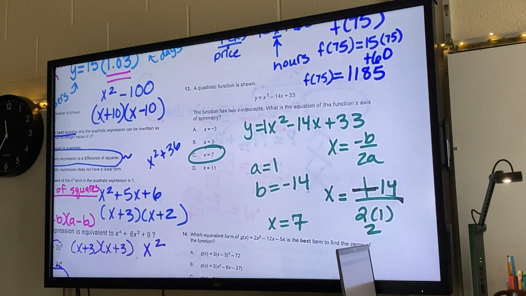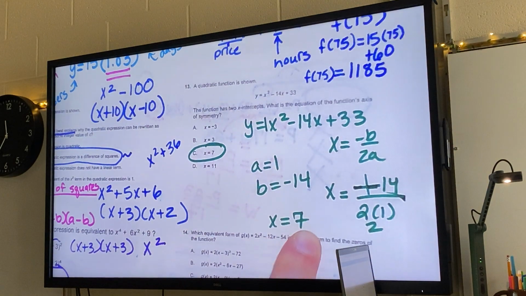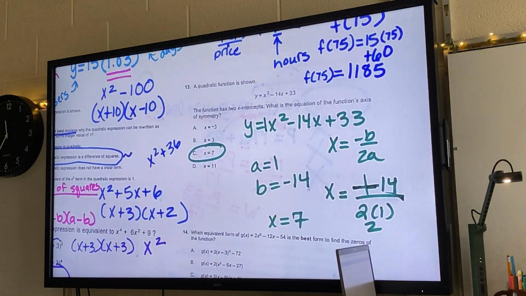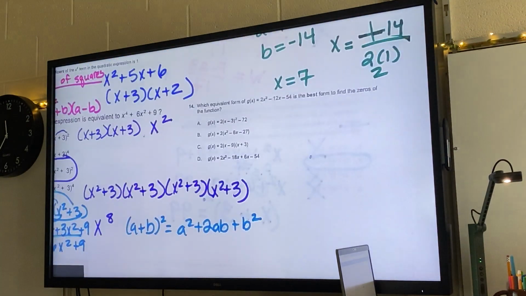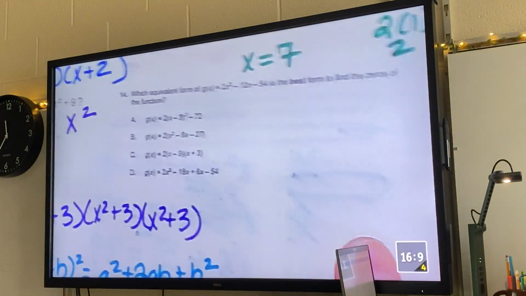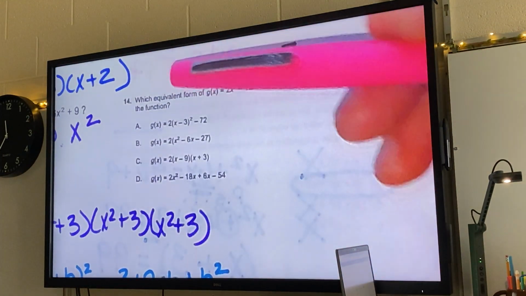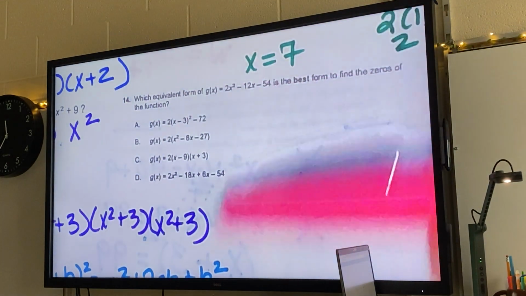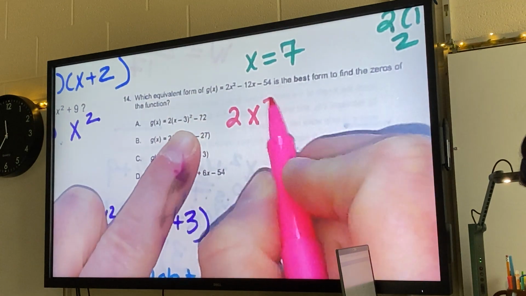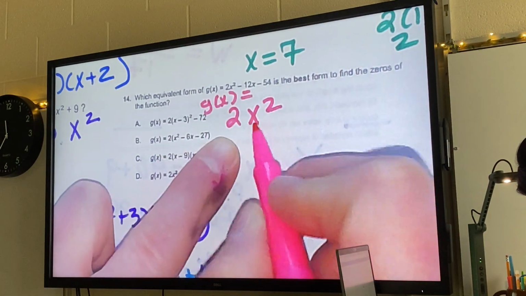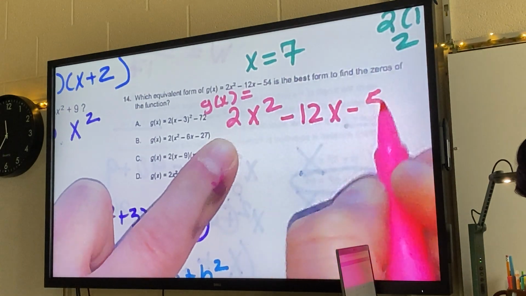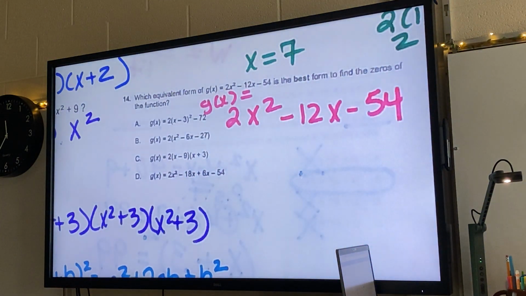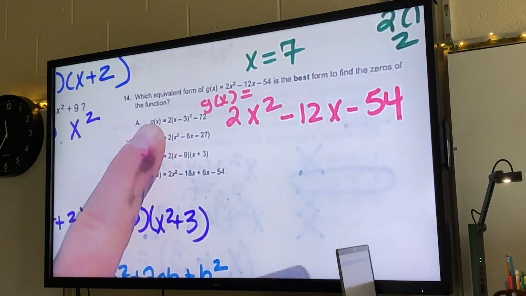All right, let's look at number 14. It says, which equivalent form of g of x equals 2x squared minus 12x minus 54 is the best form to find the zeros of the function.